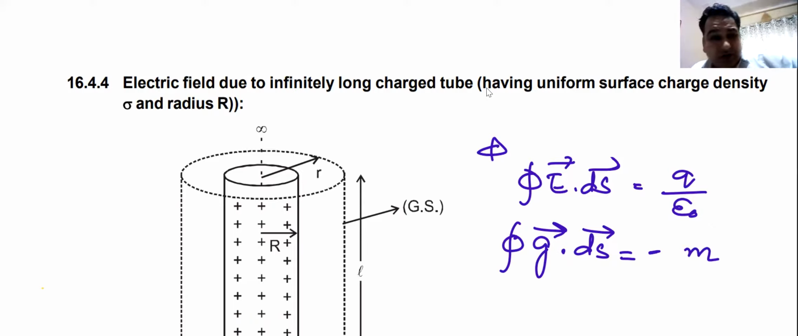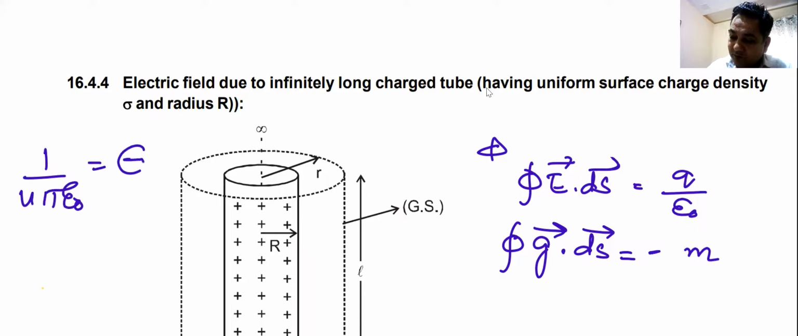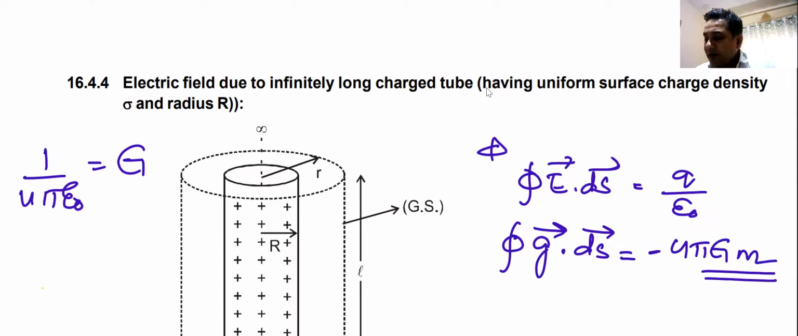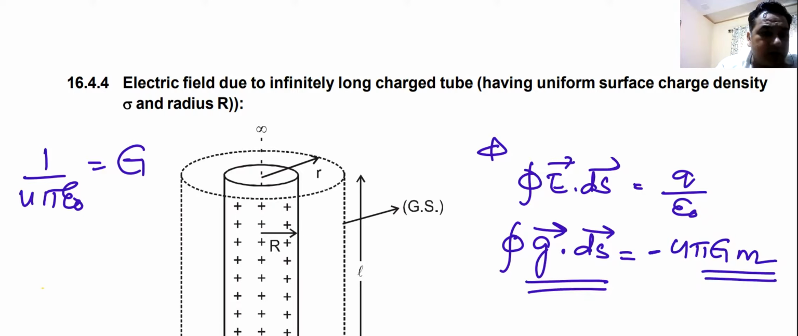What should I write in place of epsilon naught? That's my question. Minus is written because the flux is always negative. There is no flux going out, because all the flux is coming in, because the gravitational field is always directed towards the body, not away from the body, right? What do I write in place of epsilon naught? Not G, Jayant, not G. Remember, 1 by 4 pi epsilon naught is G. So what should I write? I should write it like this: minus 4 pi G M, and this becomes my Gauss law for gravitation.